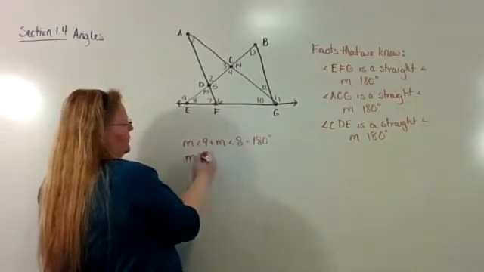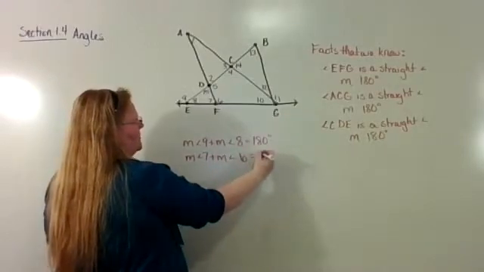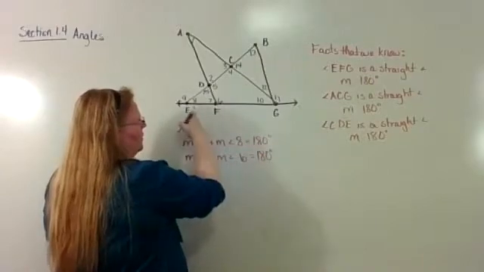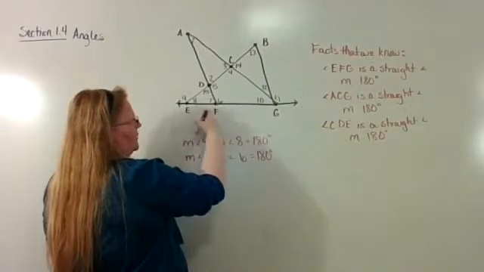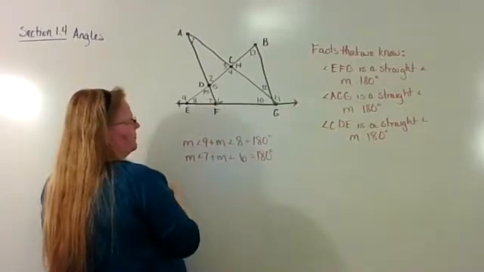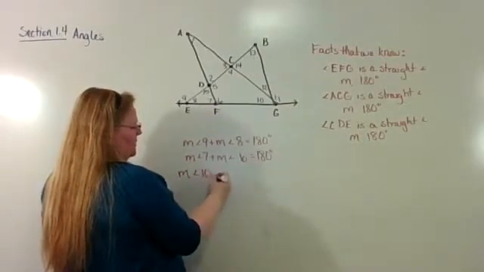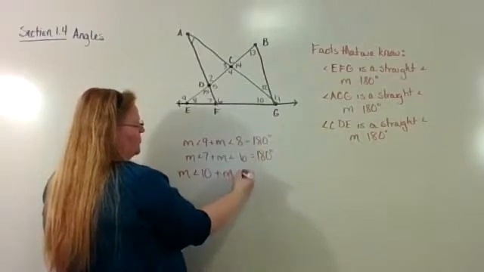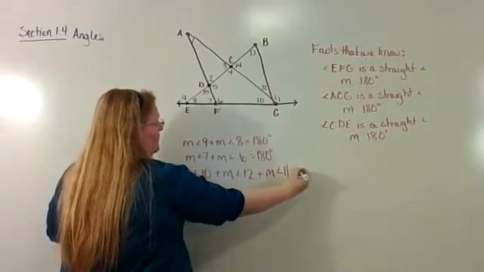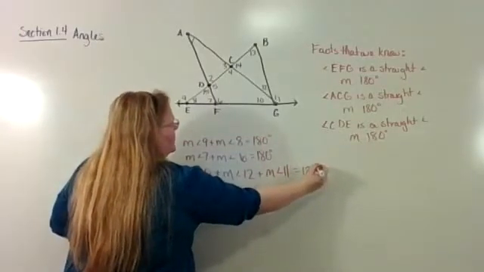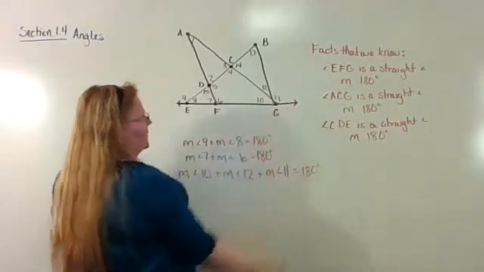We know that the measure of angle 7 plus the measure of angle 6 has to equal 180 degrees because they have a straight line. So that angle plus that angle has to equal this 180 degrees down here. We know that the measure of angle 10 plus the measure of angle 12 plus the measure of angle 11 has to equal 180 degrees, because it takes all three of them to make up this straight line.